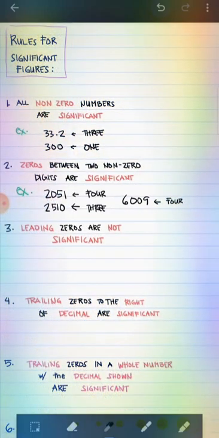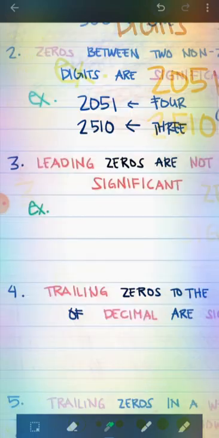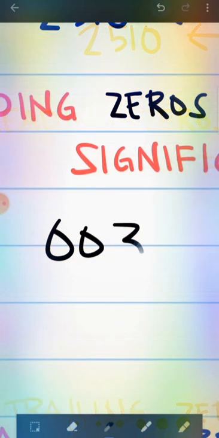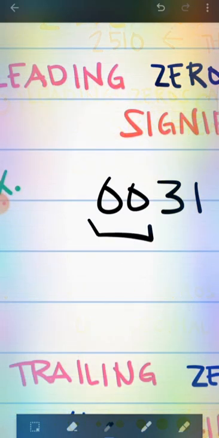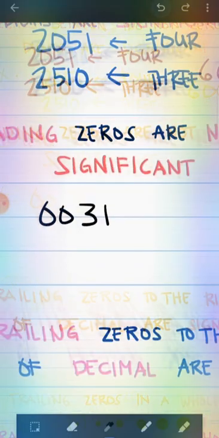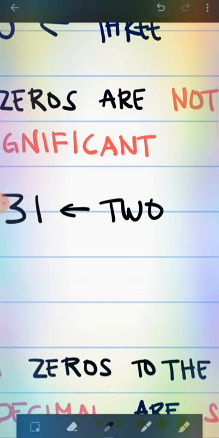For rule number 1, all non-zero numbers are significant. Rule number 2, zeros between two non-zero digits are significant. And so now we have rule number 3. Leading zeros are not significant. So what if I have this number 0031? Are these two significant? No, they are leading zeros, and thus 0031 has only 2 significant figures.